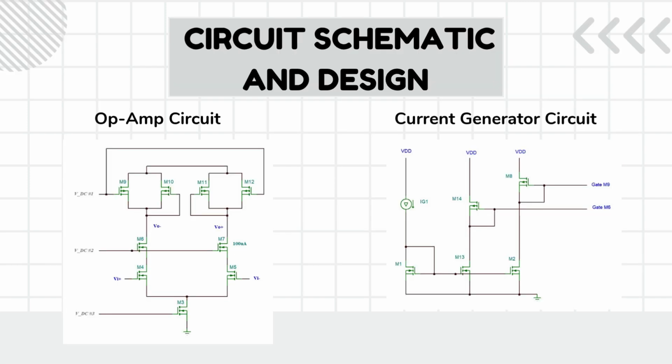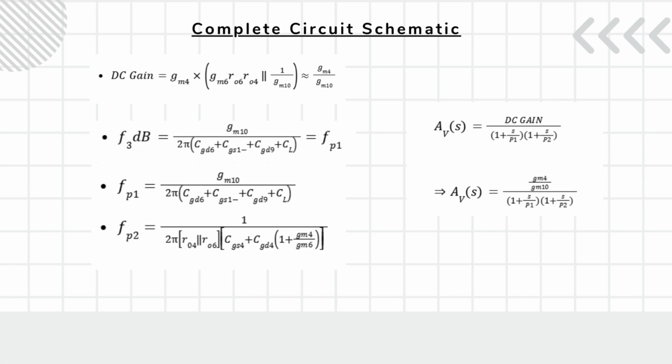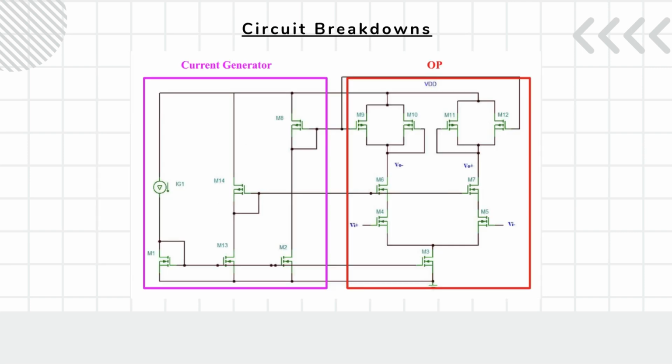And this is the circuit schematic configuration, where on the left side is the OP and the right side is the current generator. Combining those two, we will have a complete circuit as follows. And this is the DC gain, F3dB, and also the non-dominant pole and voltage gain. All of those values are obtained from the complete circuit before. And this is the overall schematic of the amplifier.